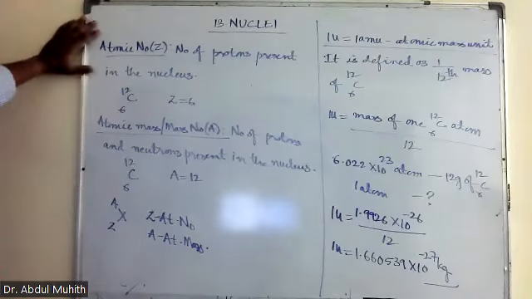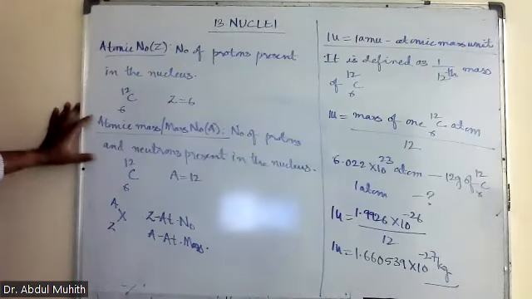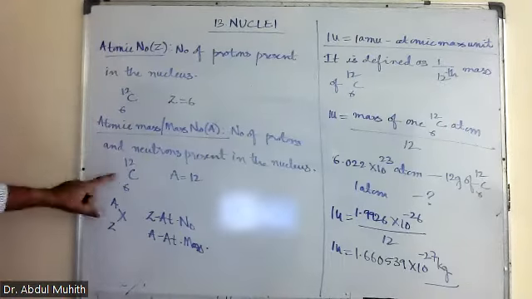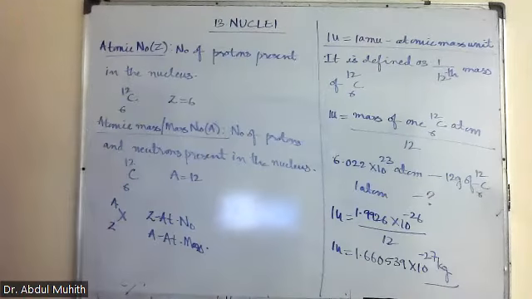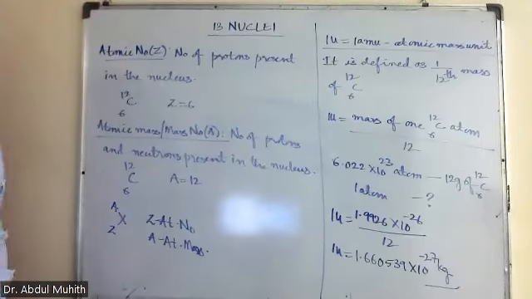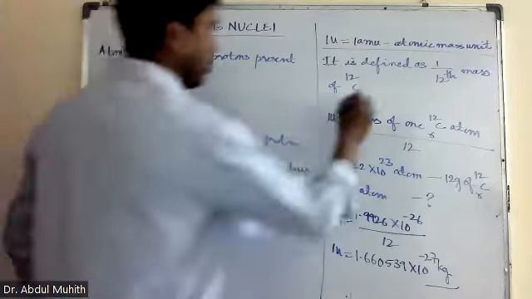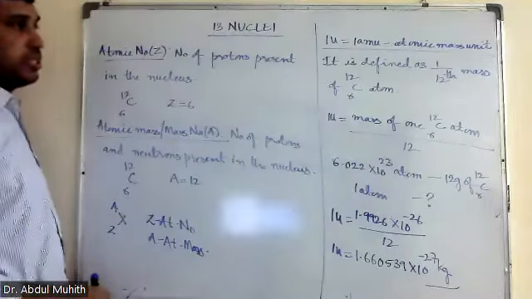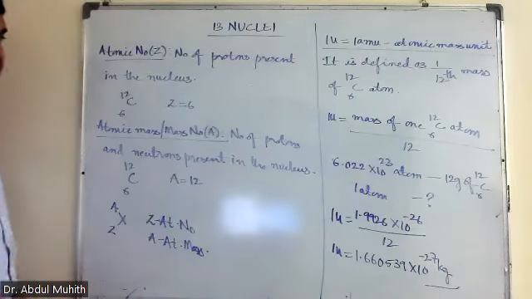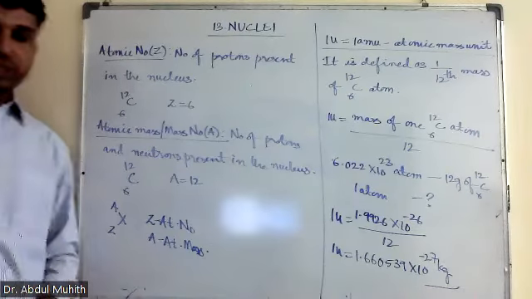See, atomic number means number of protons present in the nucleus. Atomic mass means number of protons and neutrons present in the nucleus. So when we write the symbol here, this is atomic number and this is atomic mass. Next is 1 U or 1 atomic mass unit. It is defined as 1/12 the mass of a C612 atom. So 1 U is equal to the mass of 1 C612 atom divided by 12. Means we have to find out the mass of 1 atom of C612.